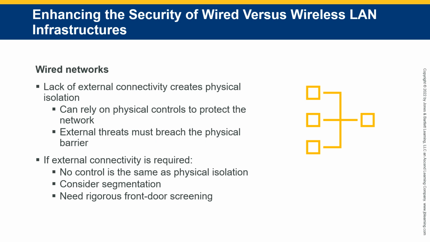Wireless networks. If external connectivity is required, no control is the same as physical isolation. You're a little bit exposed. So you want to create segmentation, and you need to have some kind of screen at that front door where you're connected to, let's say, the internet.